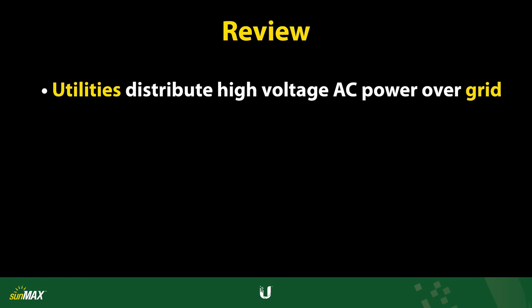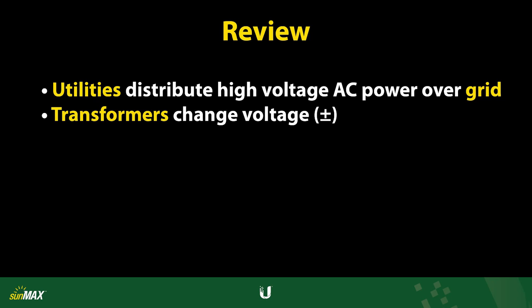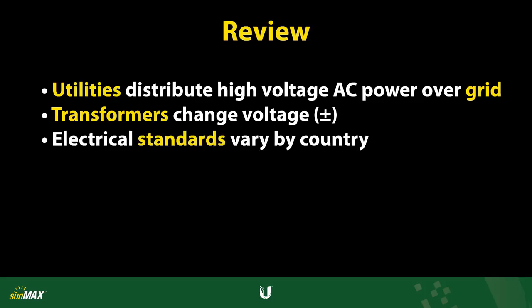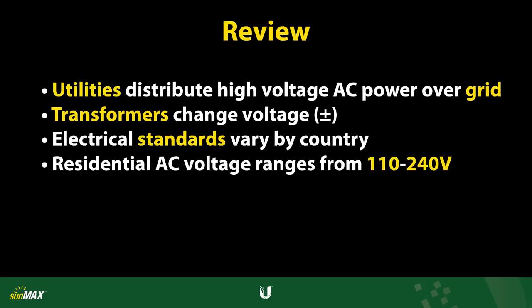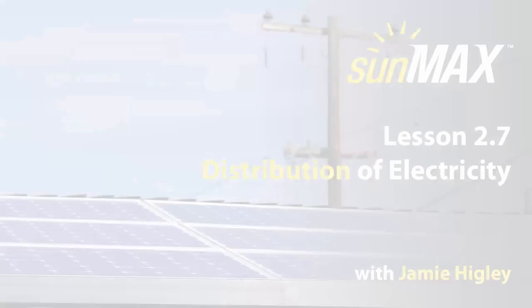To review, power utilities distribute AC power over transmission lines. Transformers step down high voltage to low voltage power acceptable for customers. And finally, electrical standards vary by country. Voltage typically ranges from 110 to 240 volts for residential systems.